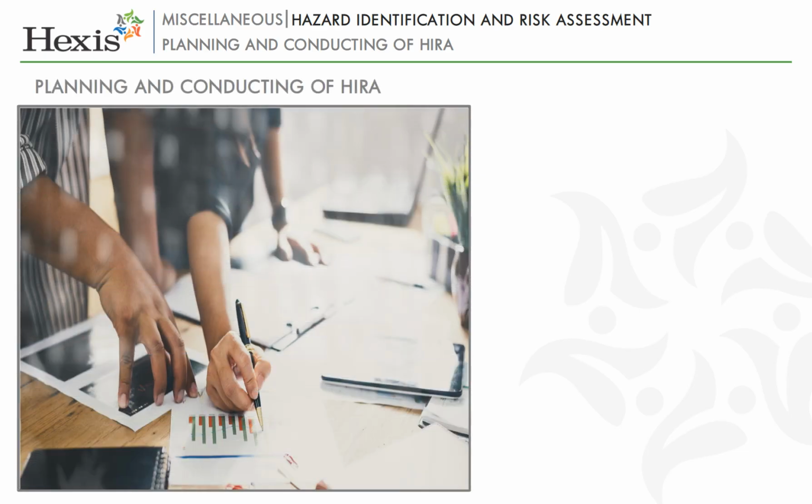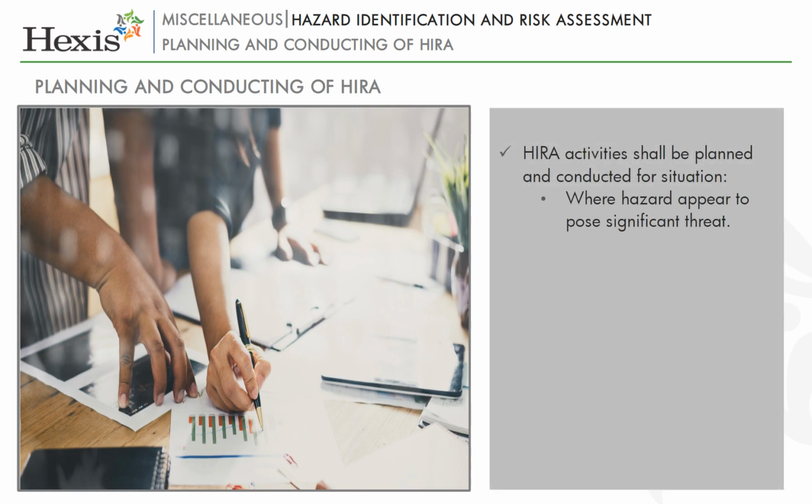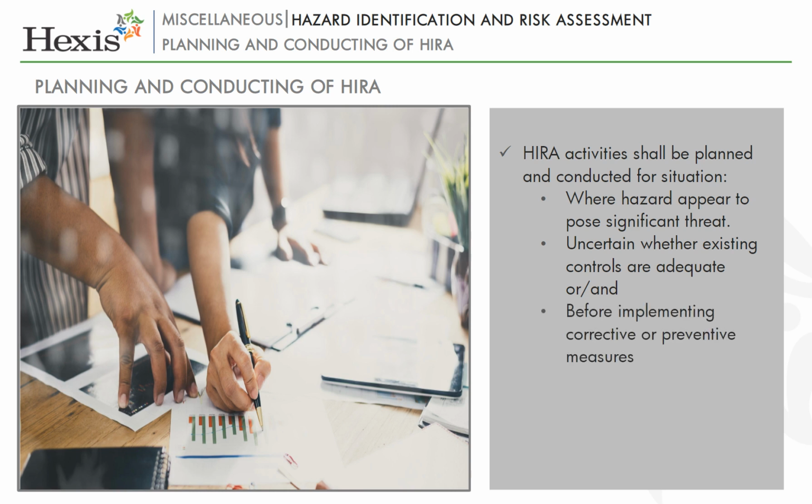HIRA activities shall be planned and conducted for situations where hazards appear to pose a significant threat, where it is uncertain whether existing controls are adequate, and before implementing corrective or preventive measures. By organizations intending to continuously improve their OSH management system, it should be the duty of the employer to assign some trained personnel to lead a team of employees associated with one particular process or activity to conduct HIRA.